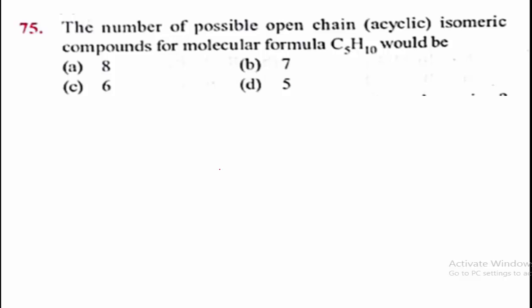Next question number 75, students. The number of possible open chain acyclic, remember students, isomeric compounds, the number of possible open chain acyclic isomeric compounds for molecular formula C5H10 would be.